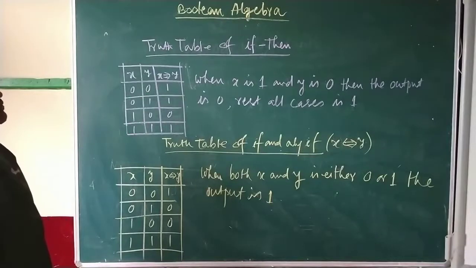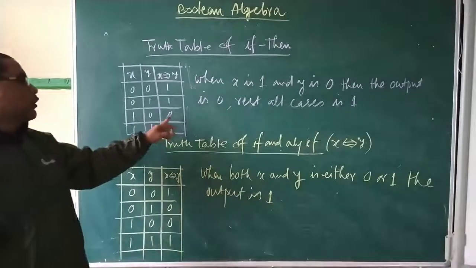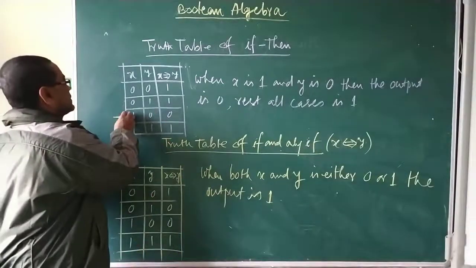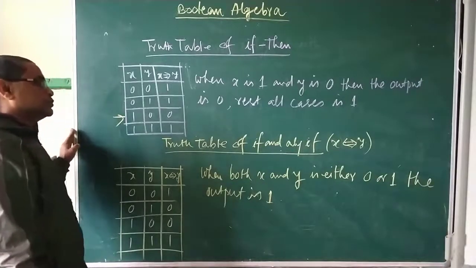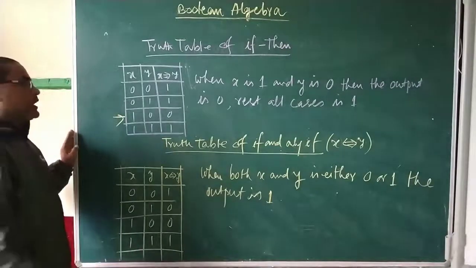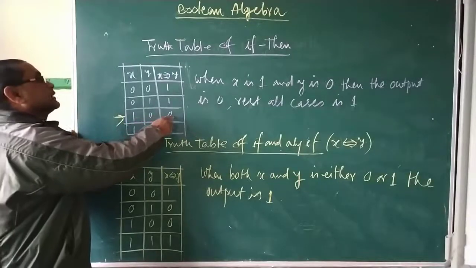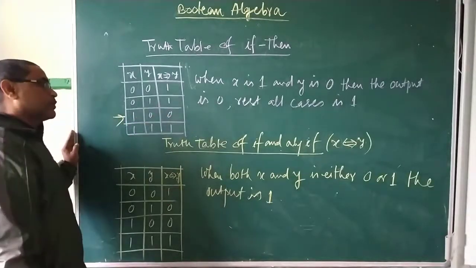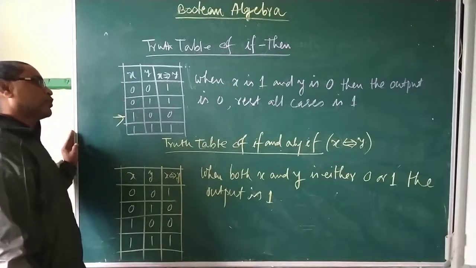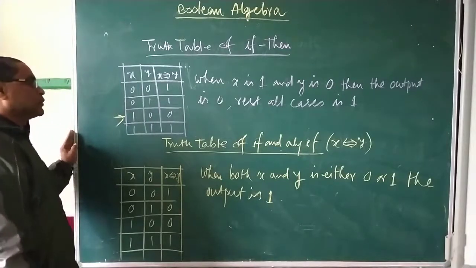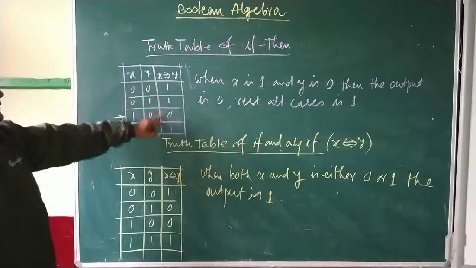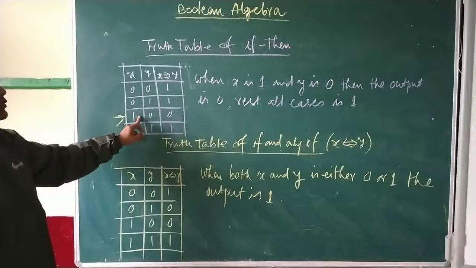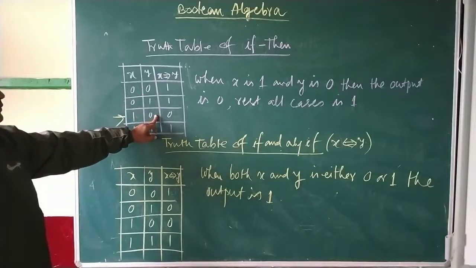Now you have to remember it this way: when x is 1 and y is 0, then the output is 0. You see only one case is 0 here, so the rest are all 1. So when x is 1 and y is 0, only that time it is 0, the rest are all 1. That is how you have to remember it. You will not go into details about why it comes this way, because this much is all that is required. You have to remember that for if then, only one case is 0, when x is 1 and y is 0.